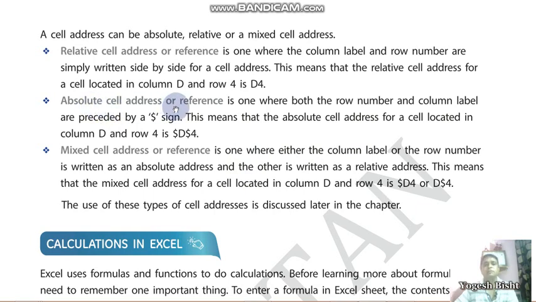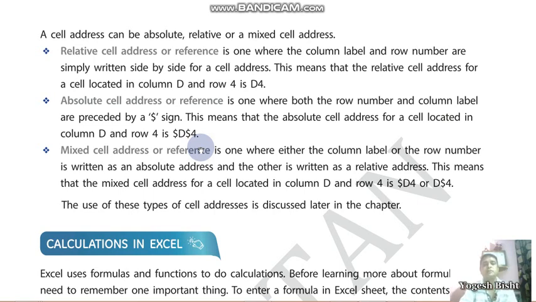An absolute cell address or reference is one where both the row number and column label are preceded by a dollar sign. This means that the absolute cell address for a cell located in column D and row 4 would be $D$4. The main address of the cell would be D4, but both the column and the row will be preceded by a dollar sign.